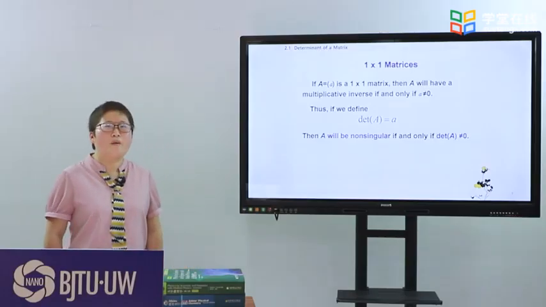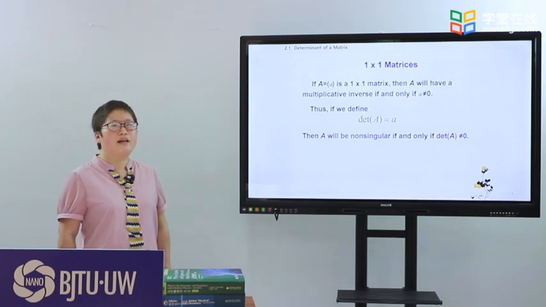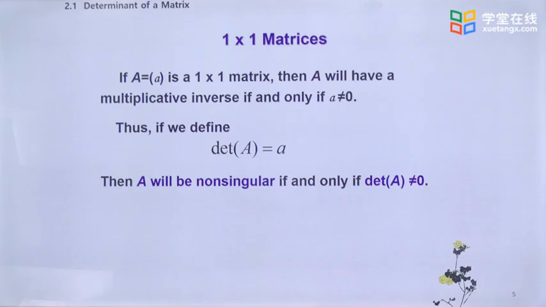First, the 1 by 1 case. If A is a 1 by 1 matrix, A will have a multiplicative inverse if and only if A does not equal 0. Thus, if we define the determinant of A simply as A, then A will be non-singular if and only if the determinant of A does not equal 0.